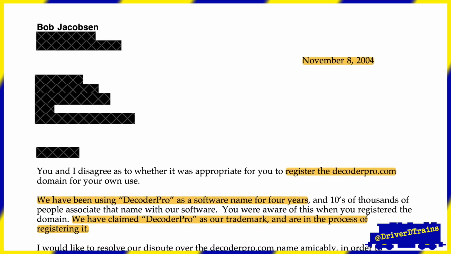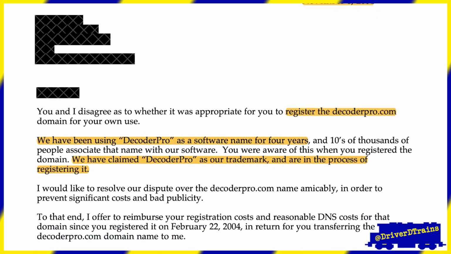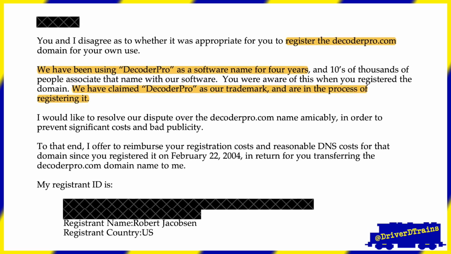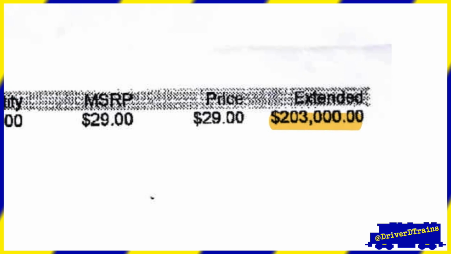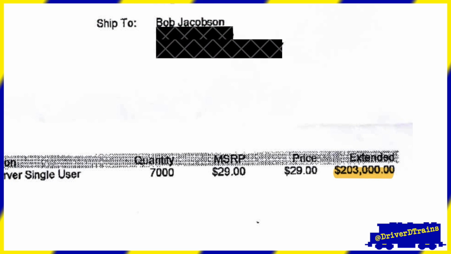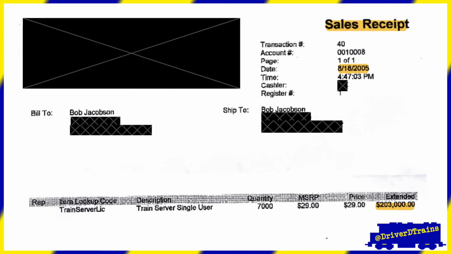In 2004, a JMRI competitor registered the DecoderPro website, even though JMRI had been using the DecoderPro name for 4 years and was in the process of registering the name as a trademark. Then, in 2005, the competitor charged Bob Jacobson and JMRI with patent infringement and sent Bob a $200,000 bill after the competitor patented some of JMRI's technologies.